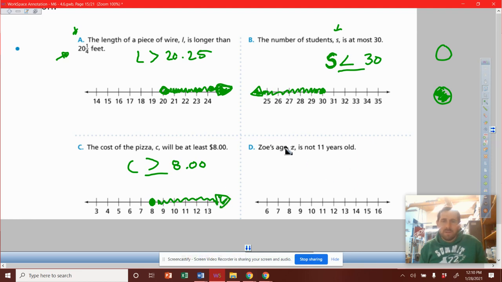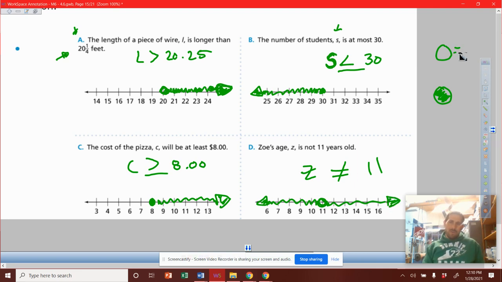Now, last one, Zoe's age Z is not 11 years old. So Zoe does not equal 11. So I put an open dot at 11. That's telling me you cannot equal this number, but you can equal anything bigger and anything less than that number. Just make sure Zoe is not 11. So now, what do you think this open dot means? And what do you think a closed dot means? We'll get to that in our next slide.